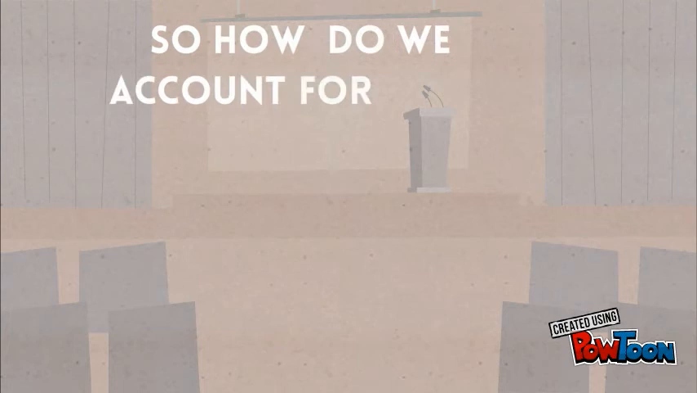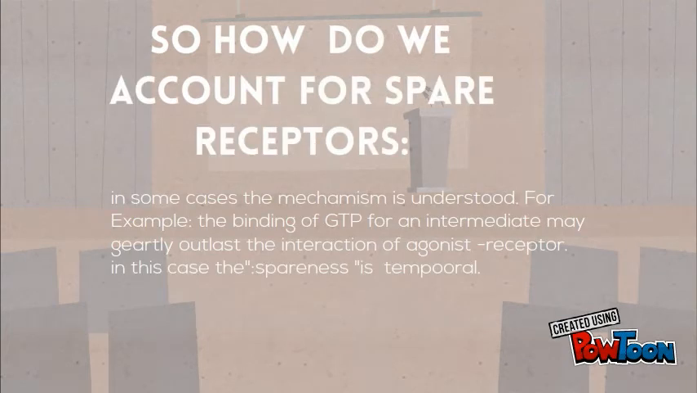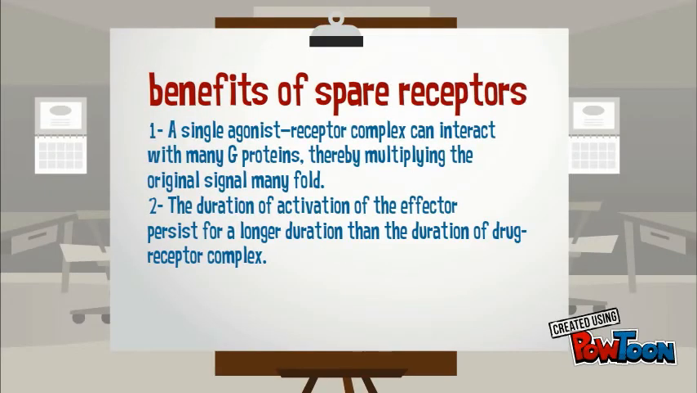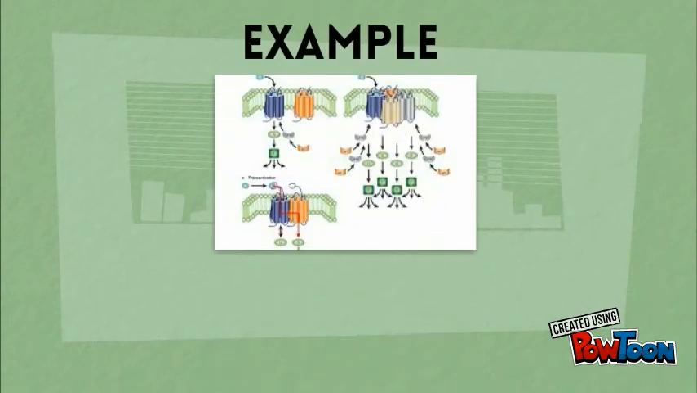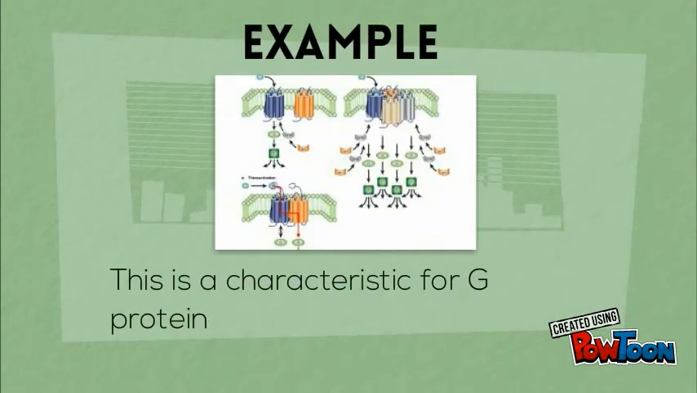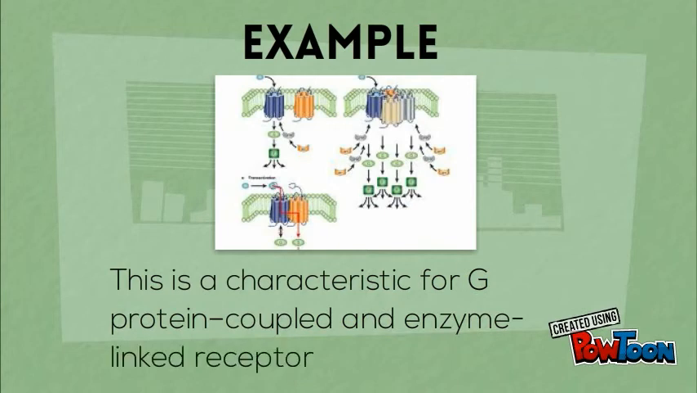So how do we account for spare receptors? In some cases the mechanism is understood. For example, one, a single agonist-receptor complex can interact with many G proteins, thereby multiplying the original signal many-fold. Two, the duration of activation of the effector persists for a longer duration than the duration of the drug-receptor complex. This is a characteristic of G protein-coupled and enzyme-linked receptors.